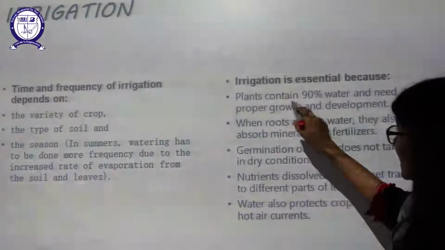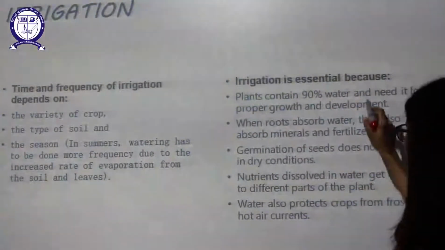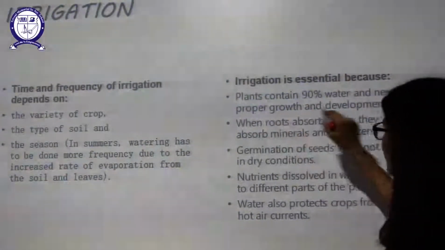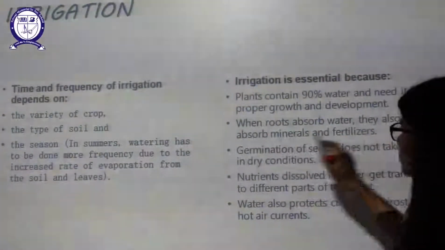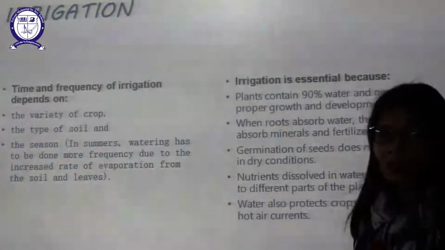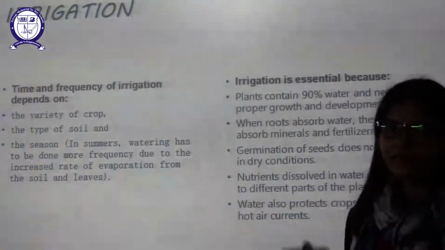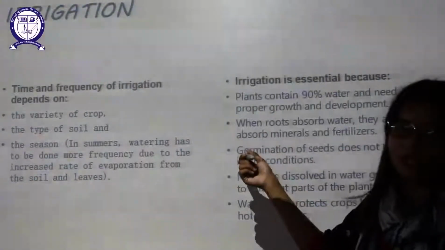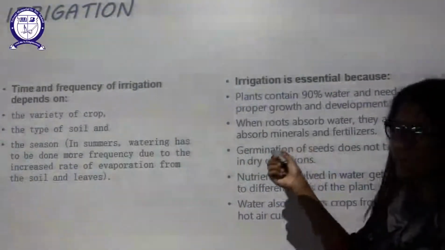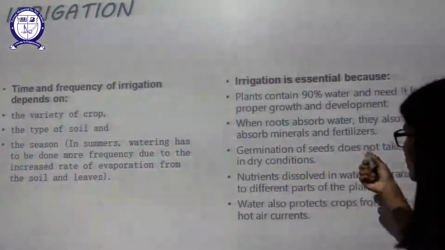The plant contains 90% water and needs it for proper growth and development. Next, when roots absorb water, they also absorb minerals. So along with water, the root gets minerals from the soil through this water absorption only. So it is responsible for mineral absorption also.